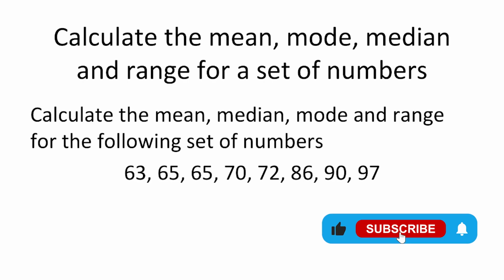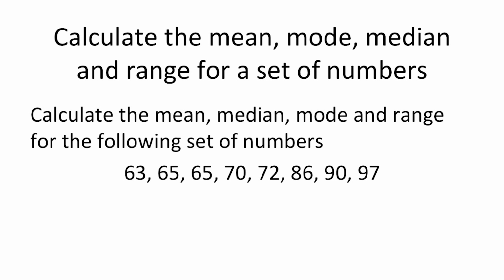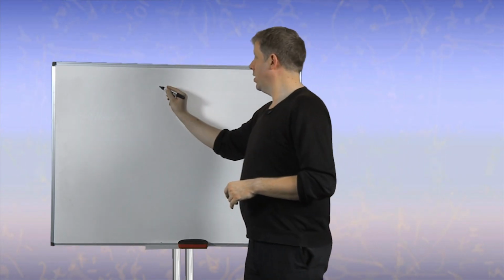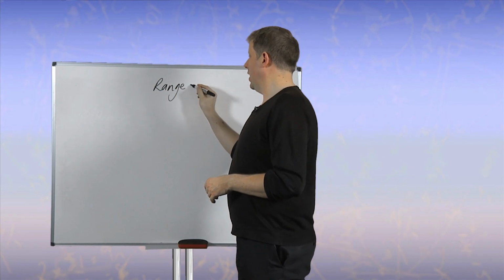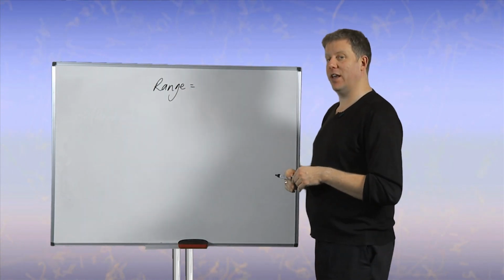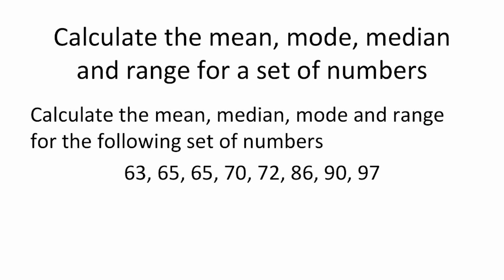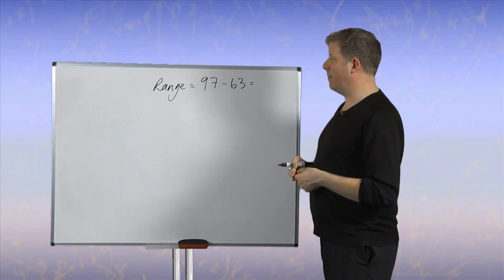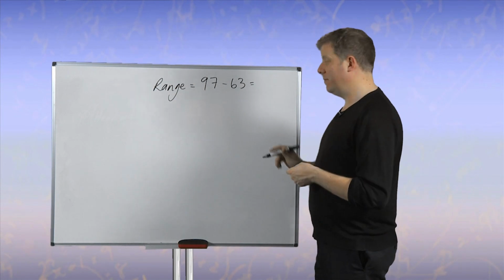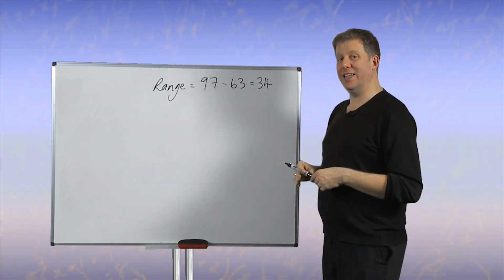Another example here where they want us to work out the 4 averages again, and this time it's of a different set of numbers: 63, 65, 65, 70, 72, 86, 90 and 97. The method for each one is of course still the same, so we'll start this time from the range and work through. Range, remember, as it always is the highest value take away the lowest value. Our highest value in this data set, you should be able to see, is 97. And our lowest value is 63. So our range is found by doing 97 subtract 63. So 34 is our range.